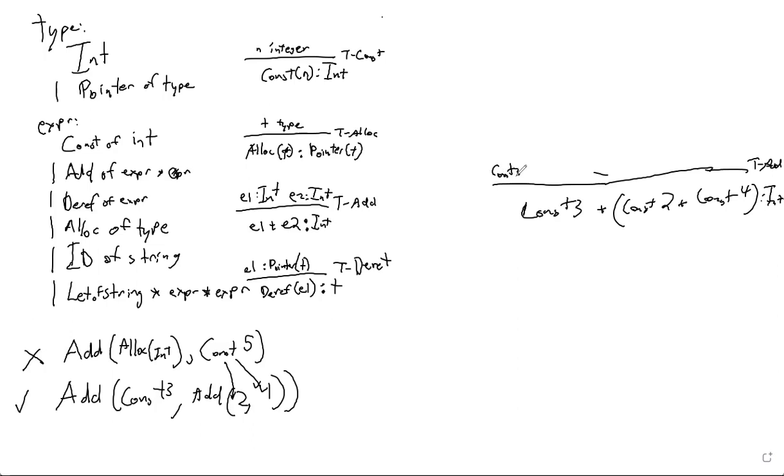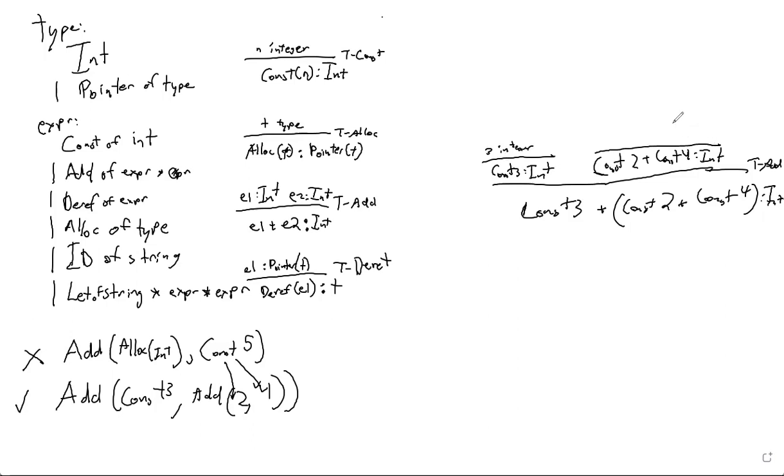So const 3 is of type int is one requirement. The other requirement is that const 2 plus const 4 is of type int. All right, so let's look at this one over here. Const 3 is of type int. Well, we don't have any adds here anymore. We can just go directly to tconst. The pattern applies, so we can put it backwards and say 3 is an integer, which means that const 3 is of type int. And then this one needs to be proven.